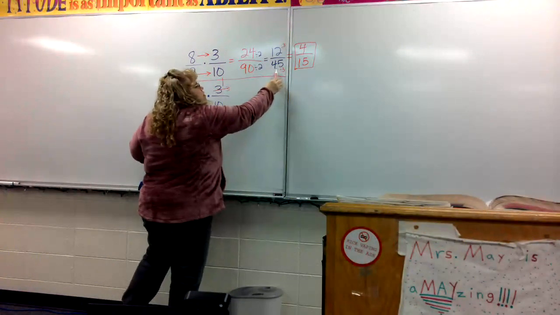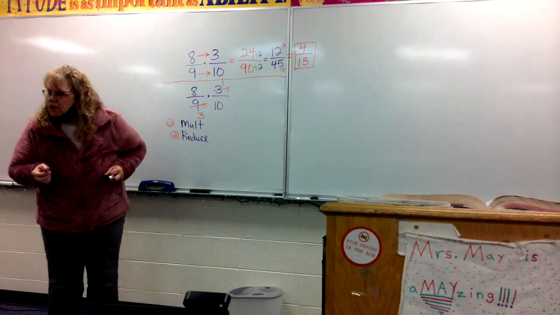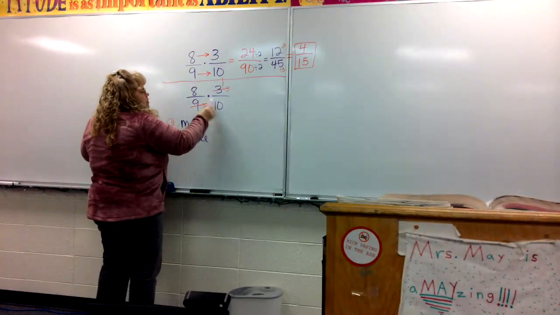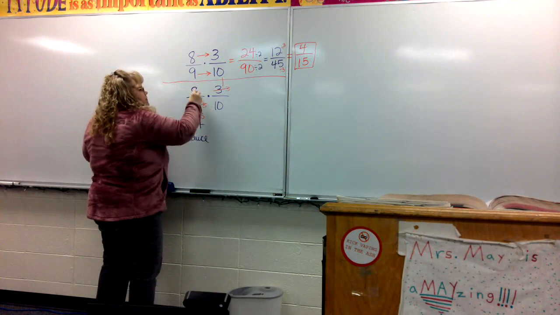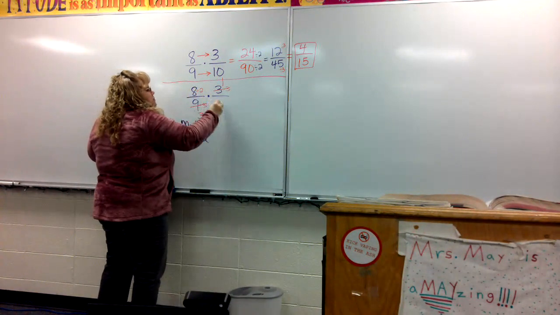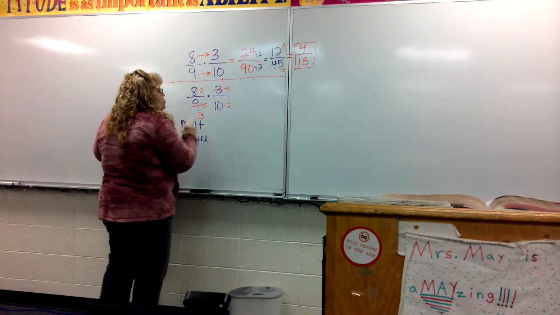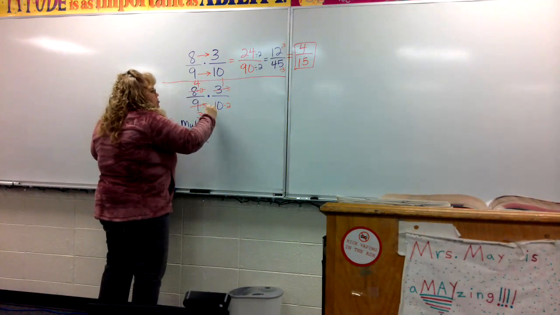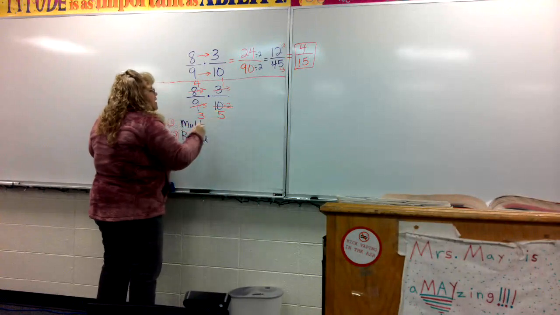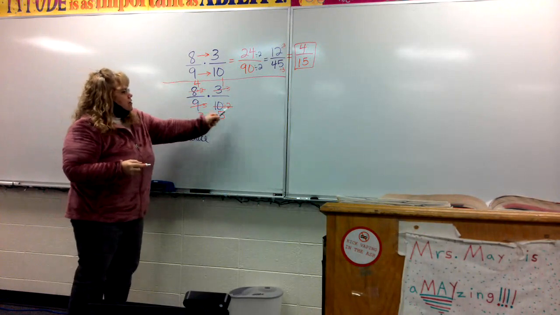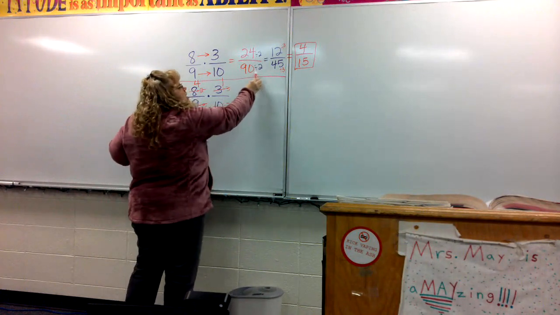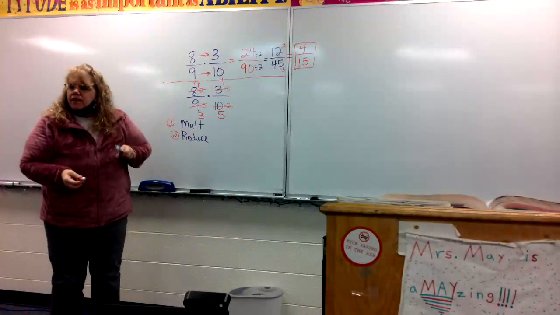Oh, look, up there we took out a factor of 3 also. What else can we do up here? Take out a factor of 2. Divide by 2, divide by 2. 2 goes in here 4 times. 2 goes into 10 5 times. Look, we took out a factor of 2. Just like we did up here, we took out a factor of 2.